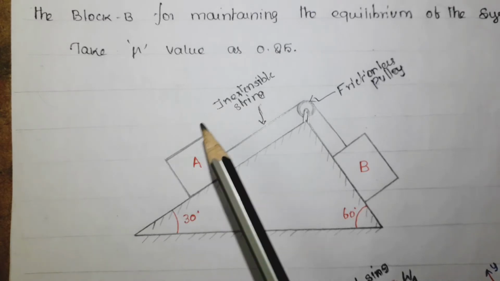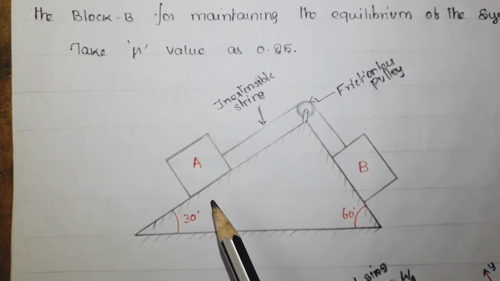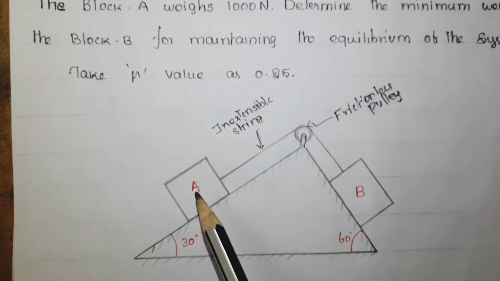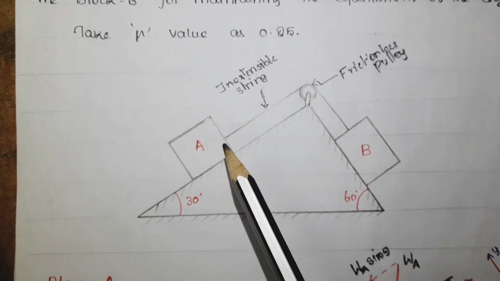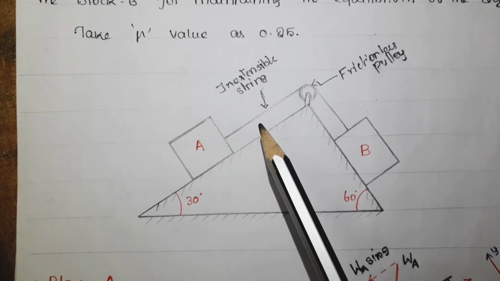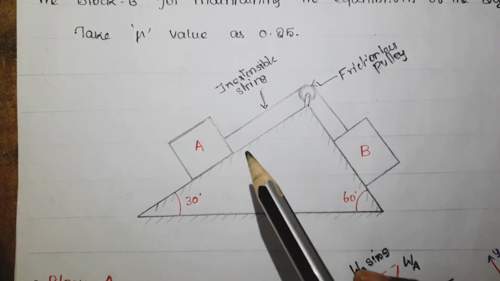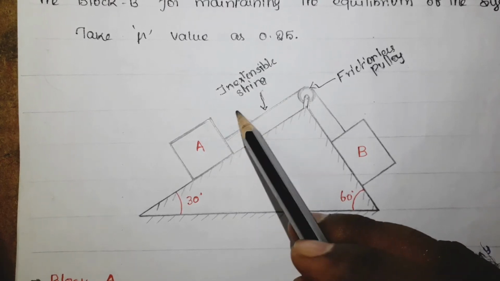Now let me take the block A first, and I am going to find the associated forces in the block A. The first one is its weight, because it is given as 1000 Newton. So the first force is the weight. The next one is, you see here there is a tension force in the string. The tension force will always act in this direction. So this is the direction of the tension force.